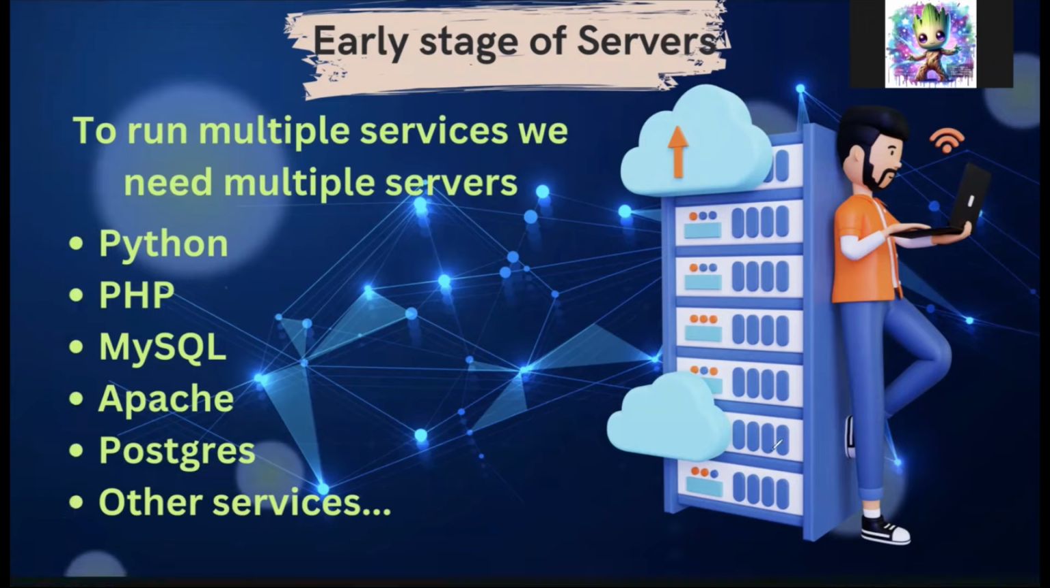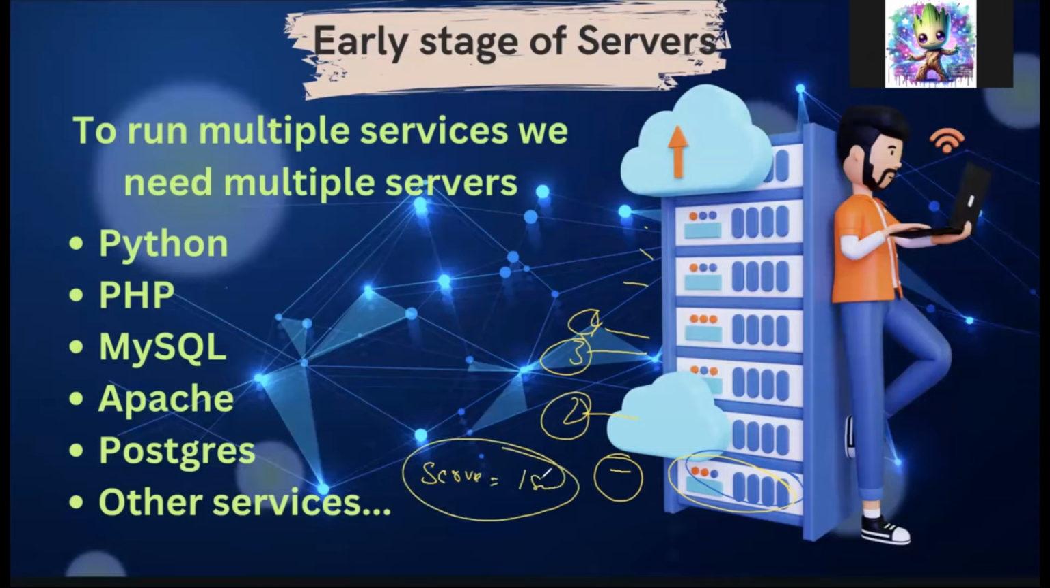Let's say we have server number one, server number two here, server number three here, four, and so on. Now assume I want to run multiple services. At that time, we had one physical server for one single service. It means if I want to run a service for my company, I need to have one server. I can run a different service on another server, and again on another.